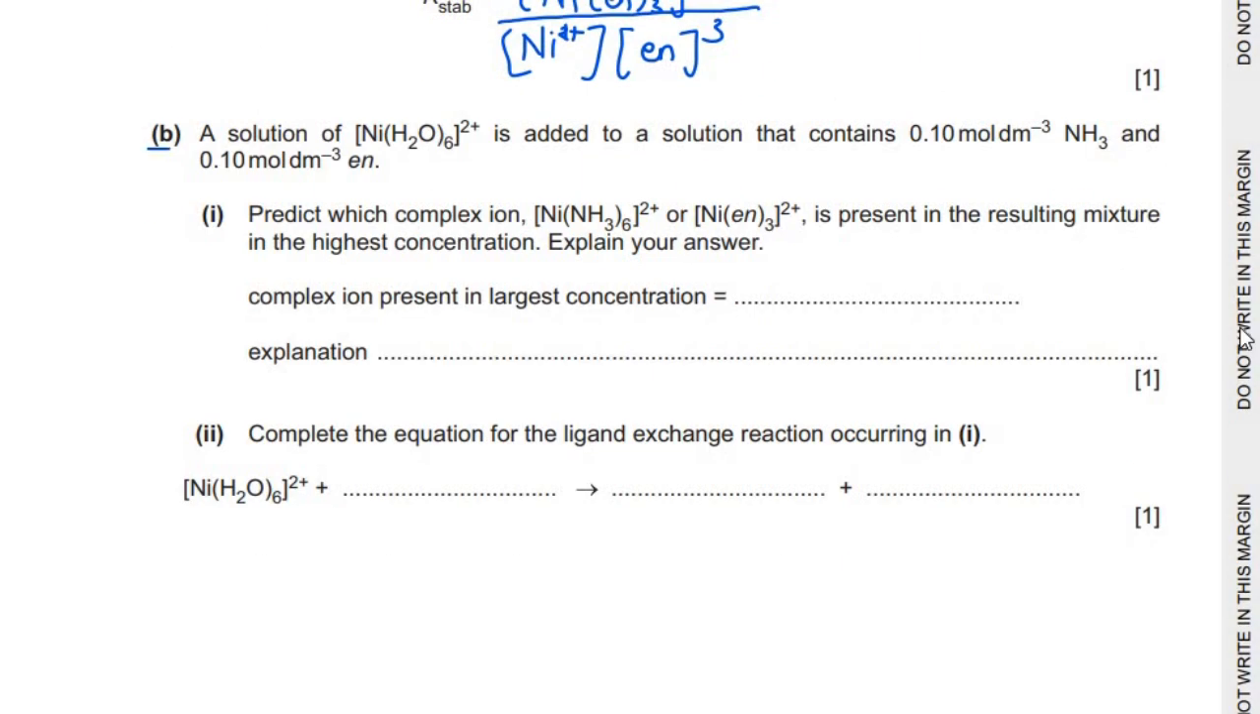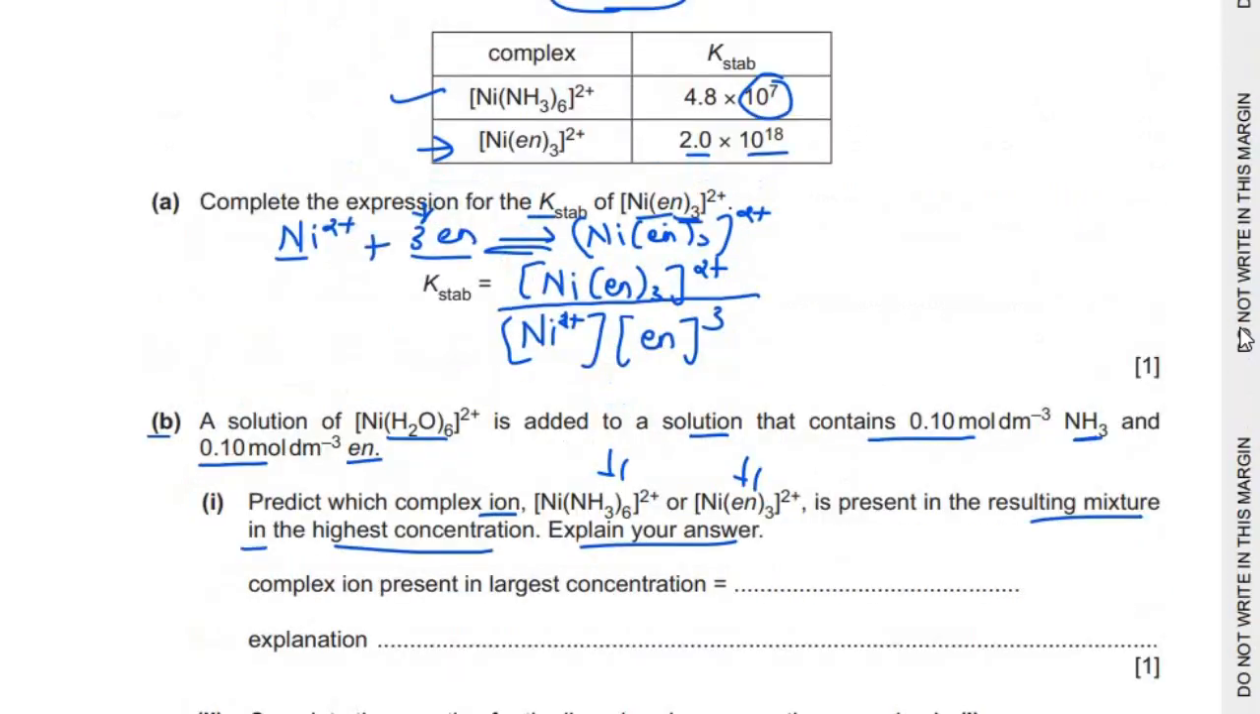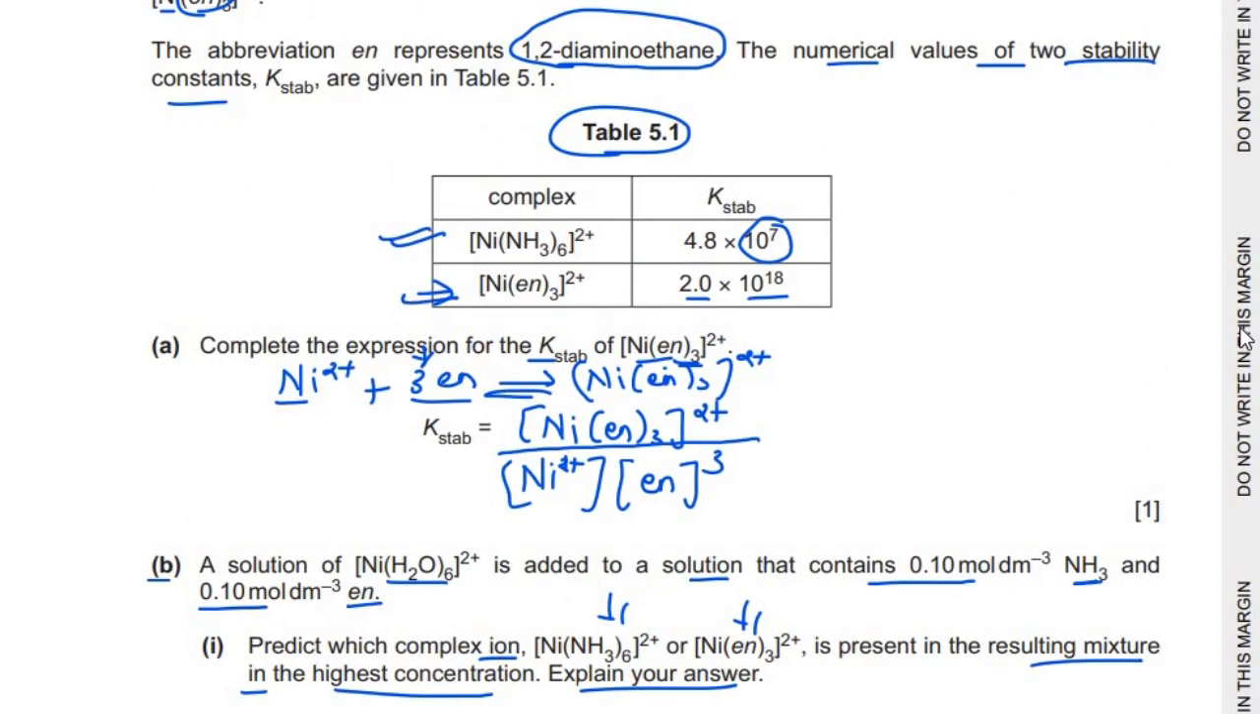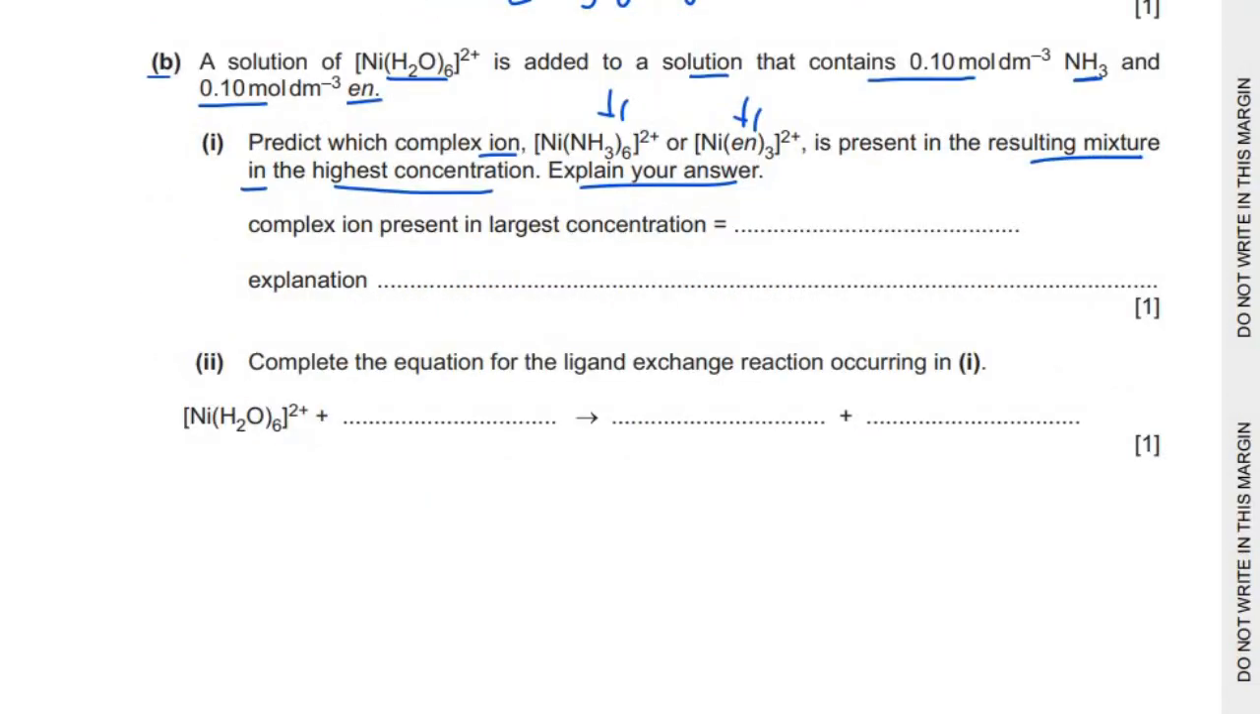So this is the K stability expression to be written here. Now if we have a look at the B question, a solution of a nickel complex is added to a solution that contains 0.1 moles per dm cube ammonia and 0.10 mole per dm cube of this diamino complex. Now predict which complex ion out of these two is present in the resulting mixture in the highest concentration and explain your answer. Now this depends on the K stability value of the two complexes. We can see that the K stability value of the diaminoethane complex is much higher because it is 10 power 18 compared to the ammonia complex, which is 10 power 7. So obviously the diaminoethane complex is present in the higher concentration because its K stability value is higher.